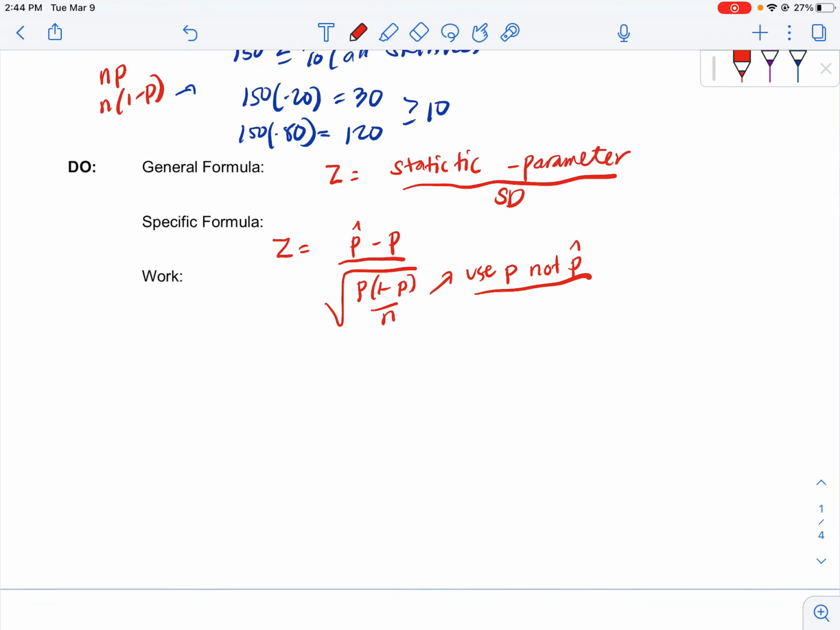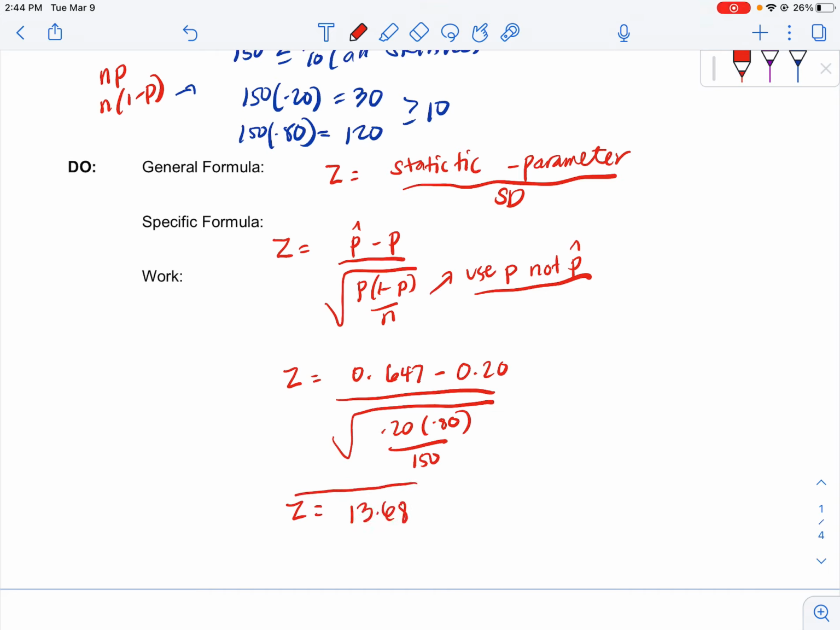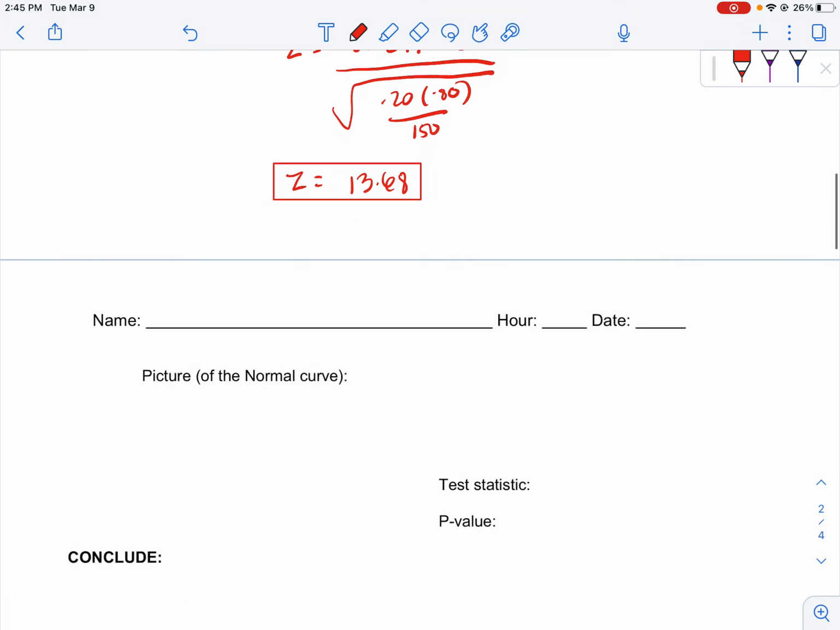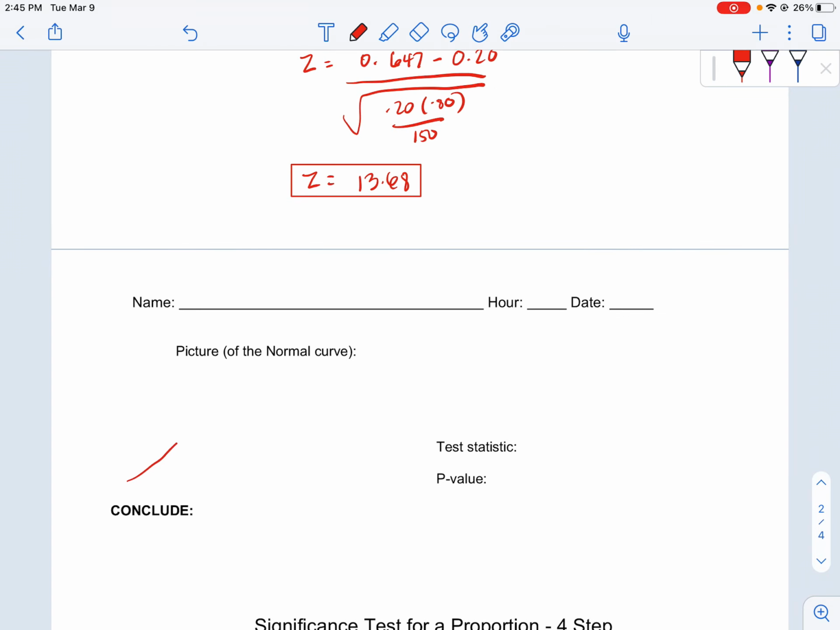All right, let's plug that in. z equals 0.647 minus 0.20 over the square root of 0.20 times 0.80 divided by 150. And this is z equals 13.68. Really, really big z, so the percentage is going to be really, really small. Okay. And at the same time, let us draw our picture.